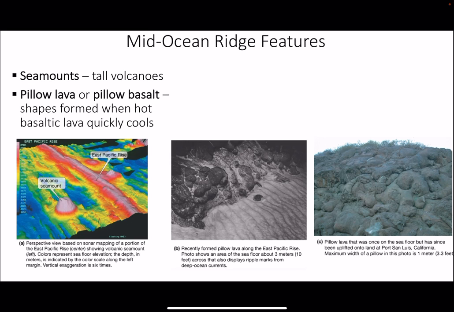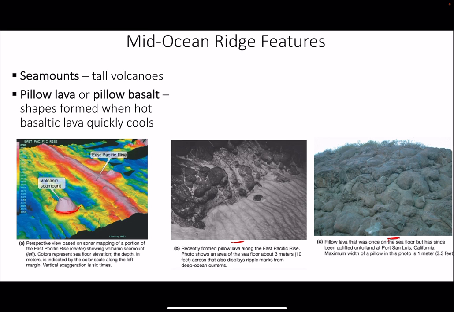A seamount is something that occurs near the mid-ocean ridge, and that's what you can see here in this topographic map. It's basically a volcano, a volcanic seamount. And you can have all sorts of lava. This is pillow lava in this middle photo. That's an actual photo, and this is, again, an actual photo.